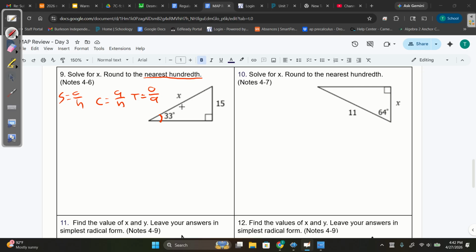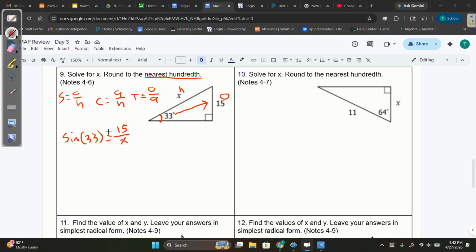If I labeled my sides, I've got the opposite side here, and I've got the hypotenuse here. Opposite and hypotenuse is sine. So I'm going to say sine of 33 equals, the opposite is 15 over the hypotenuse is x.